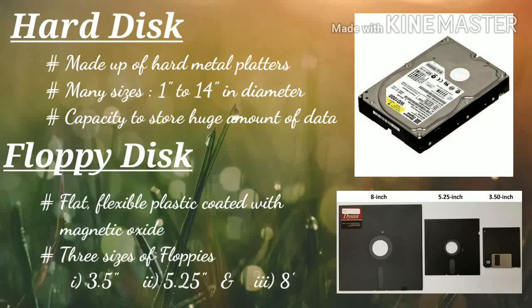Let us see hard disk. Hard disk is made up of hard metal or plastic. There are many sizes available, 1 inch to 14 inches in diameter. It has capacity to store huge amount of data. Floppy disk. Floppy disk is a flat, circular piece of flexible plastic coated with magnetic oxide. There are three sizes of floppies: 3.5 inches, 5.25 inches, and 8 inches.